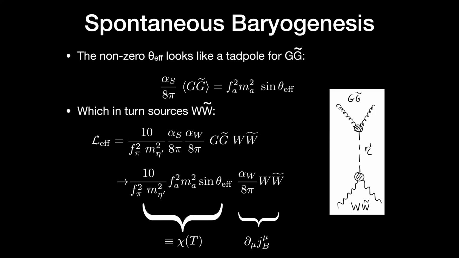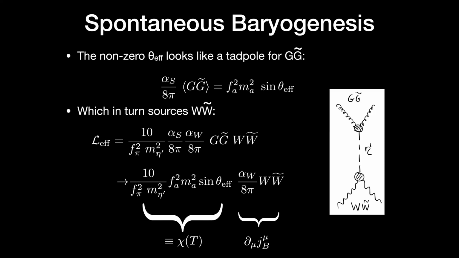All right, sorry, can I ask a question? Yes, please. I'm trying to understand the formula, theta effective looking like a tadpole. So how to see easily this formula? Why is theta effective equal to this vacuum expectation value, G G tilde?